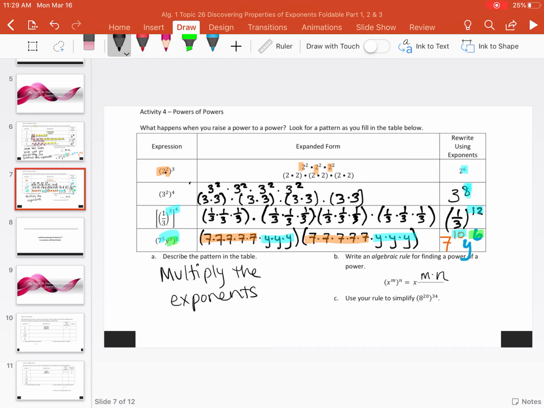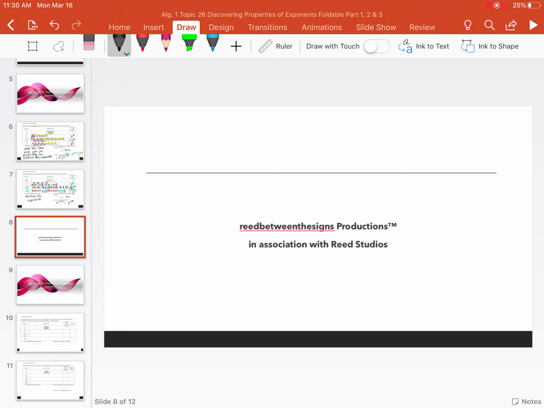And if we want to simplify the example right below, 8 to the 20th raised to the 34th, that's the same thing as 8 to the 20 times 34, which is the same thing as 8 to the 680th power. Whew, gosh. And that is activity 3 and 4.